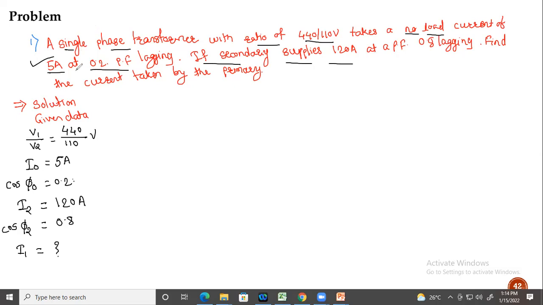These are the given data. We want to find the primary current. When the load is connected to the secondary side, it will take 120 ampere. That means the transformer is put on load condition, and we are finding the primary current taken by the transformer at load condition. What was the equation? The vector sum of what? I1 is equal to what? Tell me.